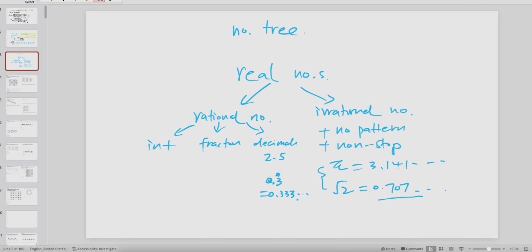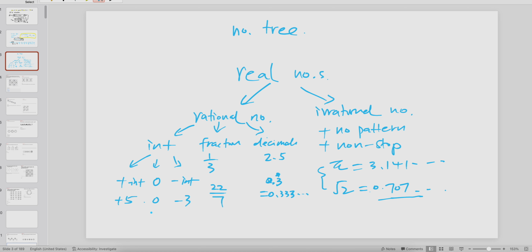Are you clear? So for fraction is of course very easy. 1/3, 22/7. Then of course you have many others. Then for integer, you split to positive integer, 0, negative integer. -3, 0, and positive is +5. That's it.